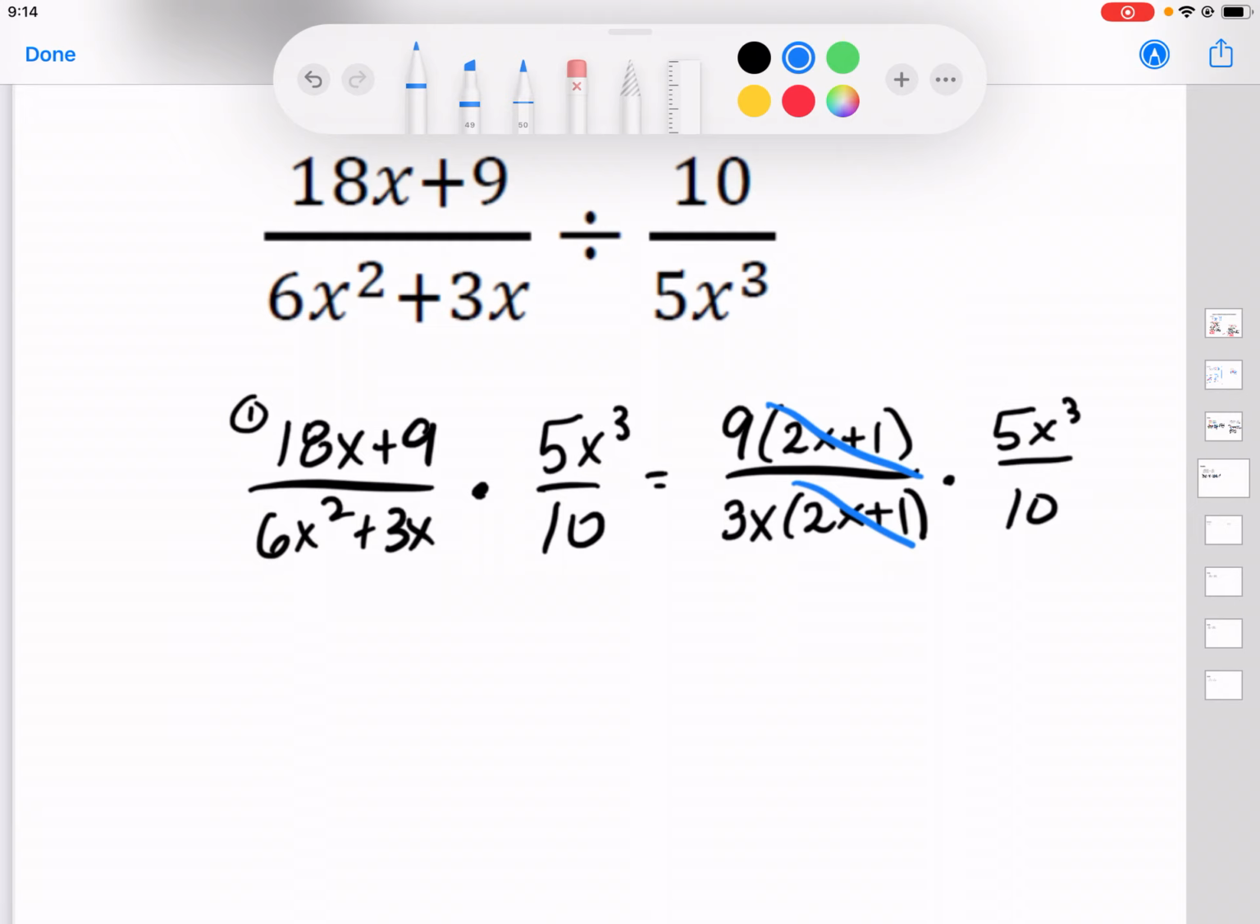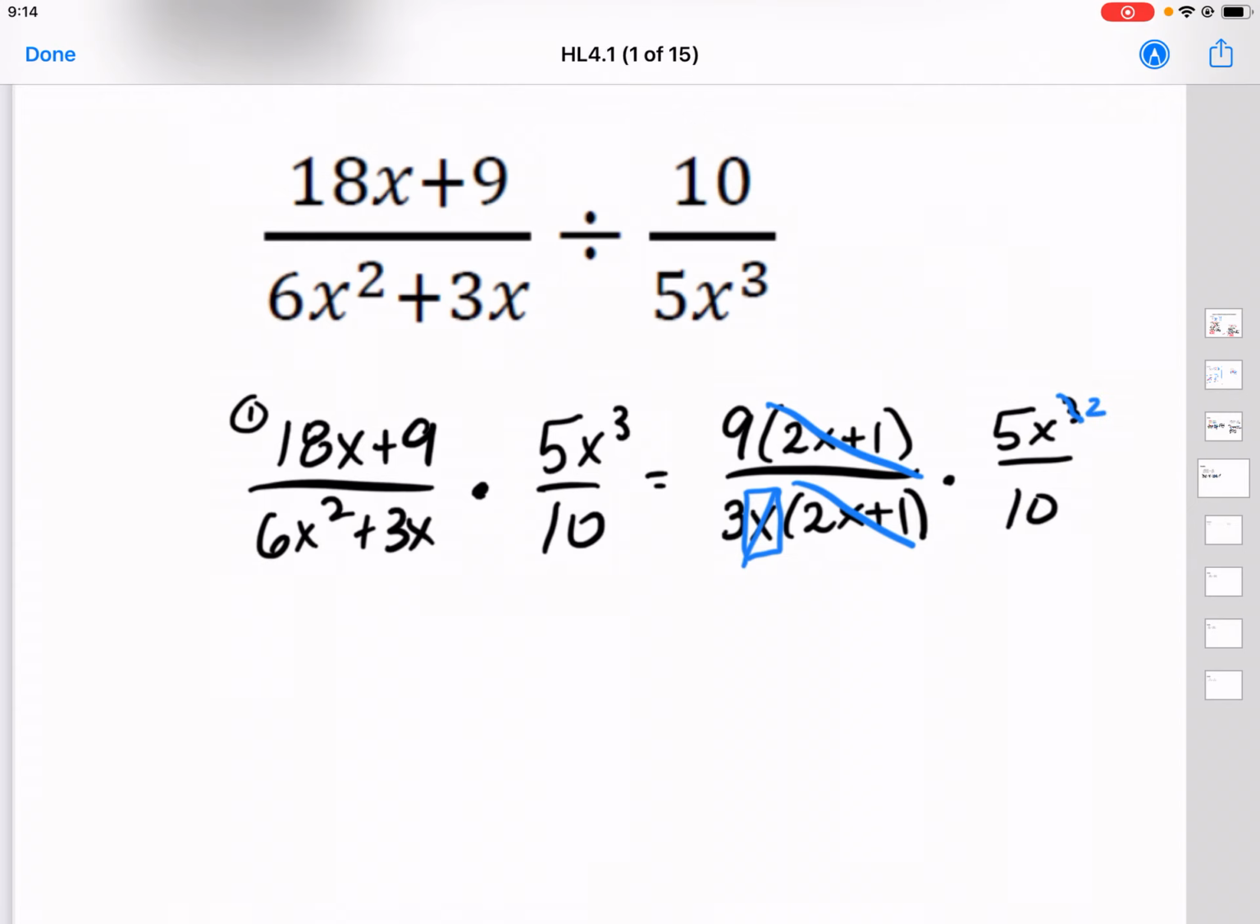Now remember, we've got an x cubed, so that means we're multiplying x together 3 times and an x. So we're going to get rid of that x and then take out one of those x's, so it's now squared. Next, 9 and 3 are divisible by 3, so 9 divided by 3 is 3. 3 divided by 3 is 1. And 5 and 10 are both divisible by 5, so 5 divided by 5 is 1. 10 divided by 5 is 2.